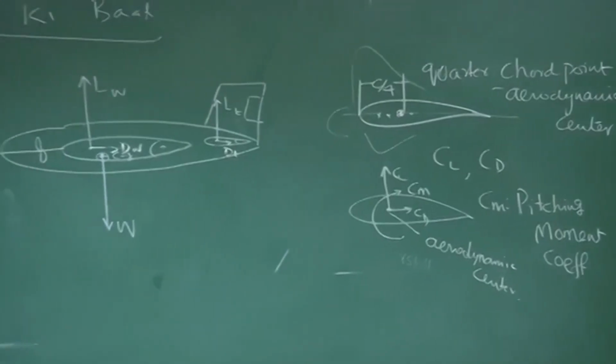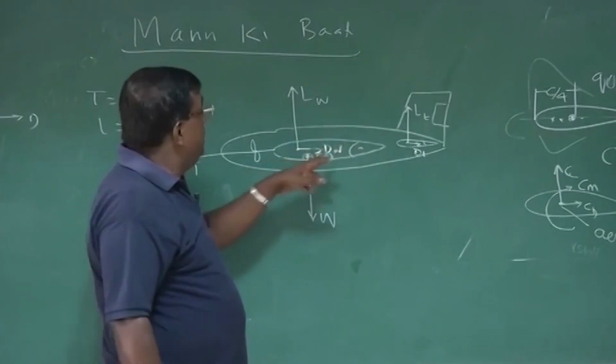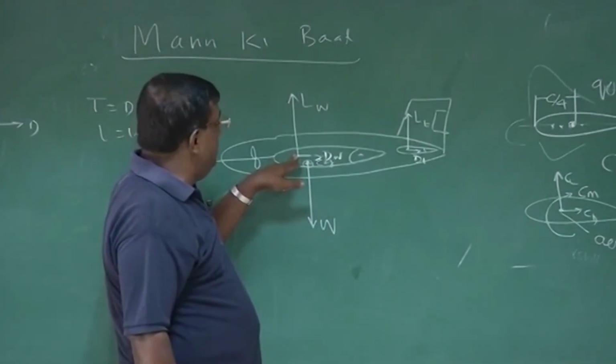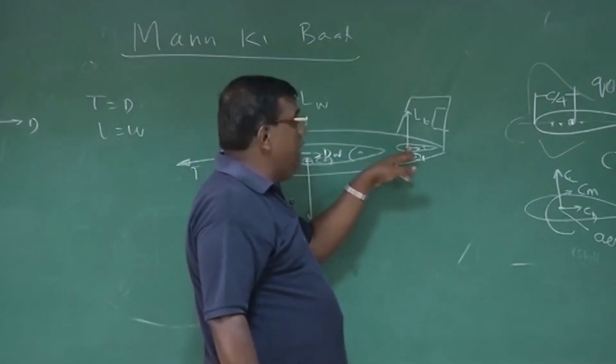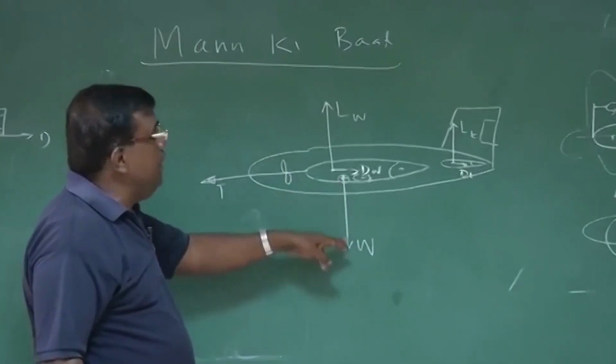So now, if I come back, I know this is the wing, so I find the chord, and this point will be 25% of the chord, so I know this point. Similarly, I know this point for the tail. I know thrust, where it's located. I know where is the CG and the weight.